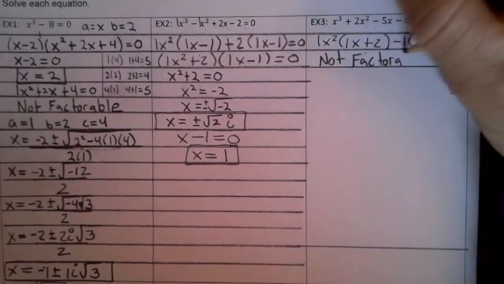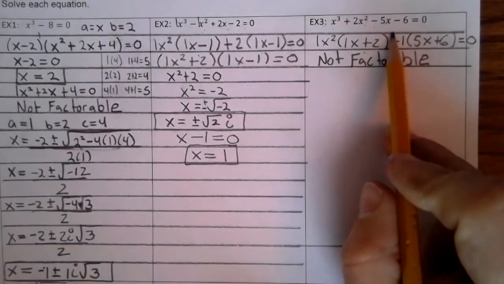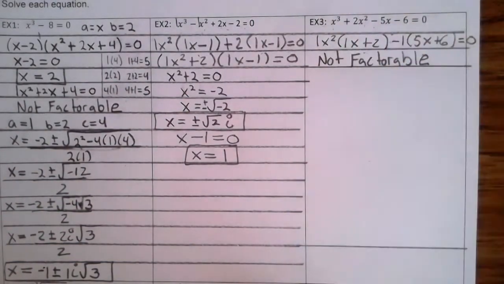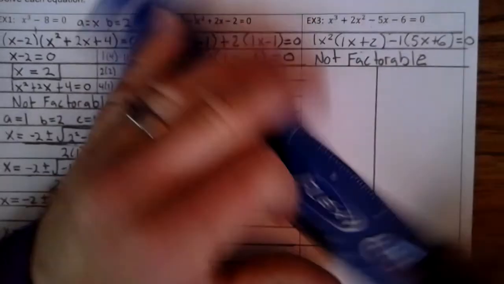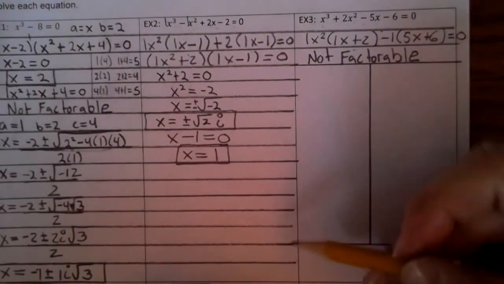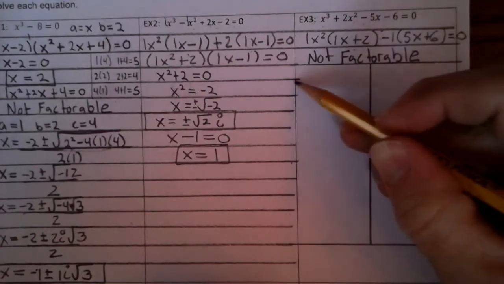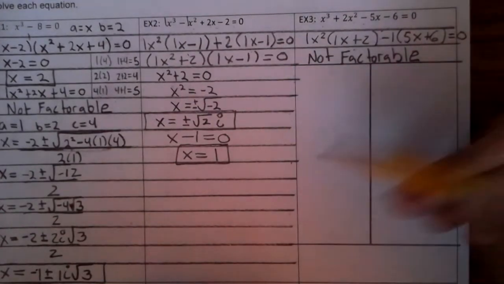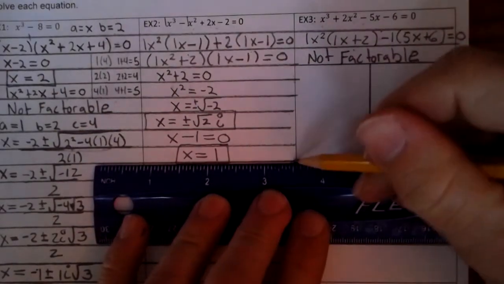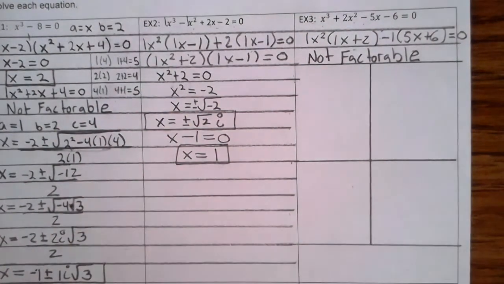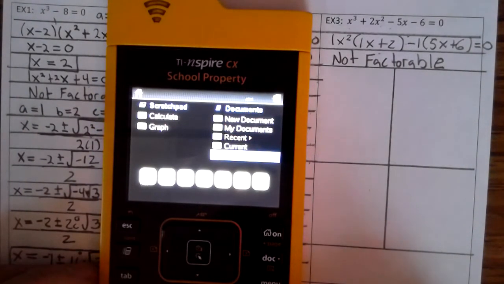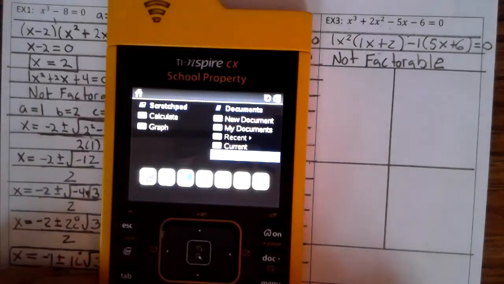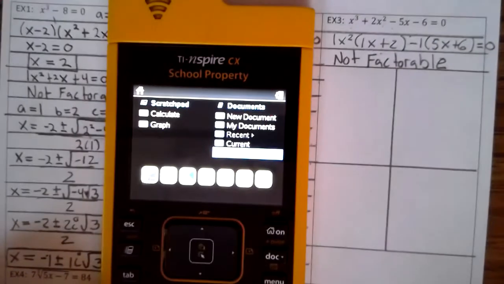Now, with 4 terms, you can't do the quadratic formula, so you're going to need to solve by graphing. So we're going to sketch a graph. Okay, so let's use our calculator. Let's lighten up the screen a little bit. All right, so we're going to go to New Document.